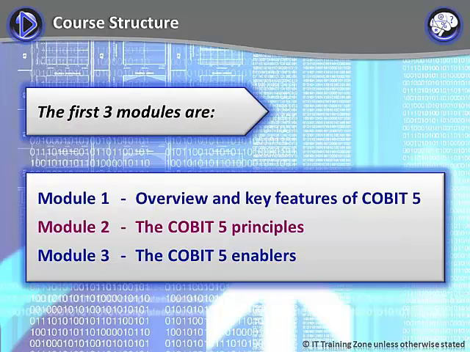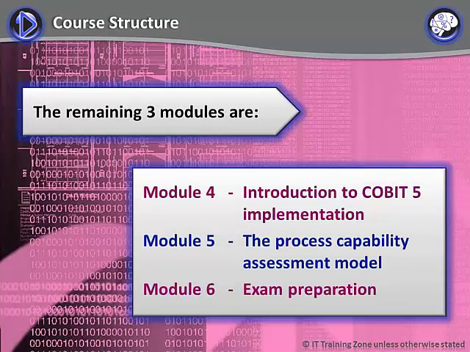You can see the first 3 modules here. Module 1, Overview and Key Features of COBIT 5. Module 2, the COBIT 5 Principles. And Module 3, the COBIT 5 Enablers. The other 3 modules are Module 4, Introduction to COBIT 5 Implementation, Module 5, the Process Capability Assessment Model, and finally, Module 6, Exam Preparation.